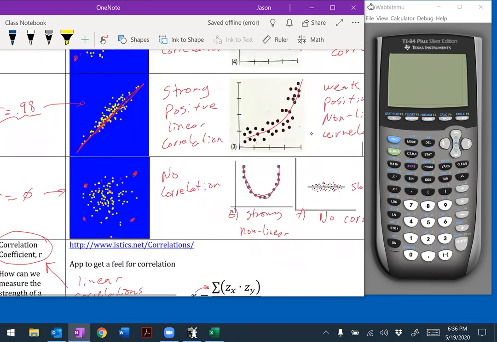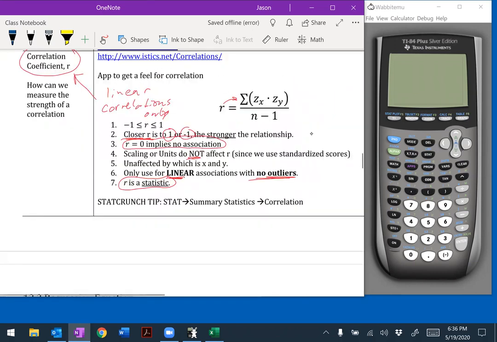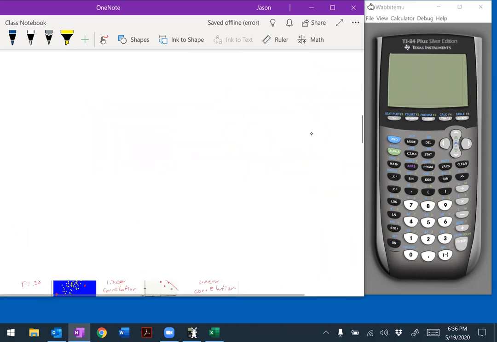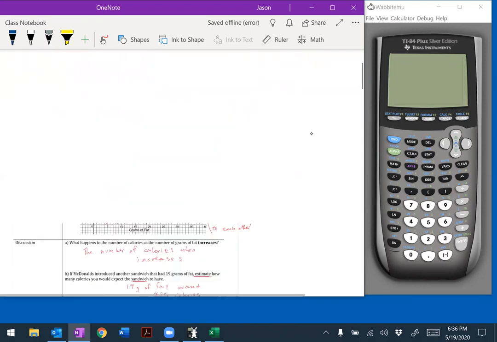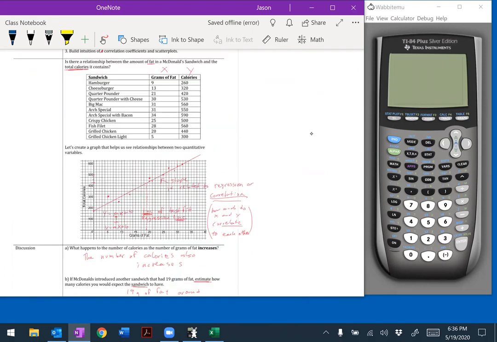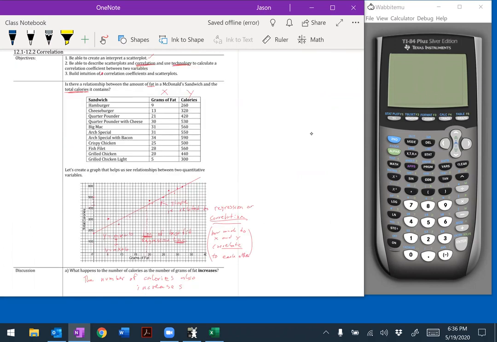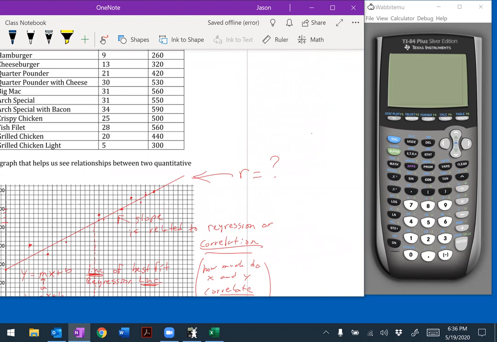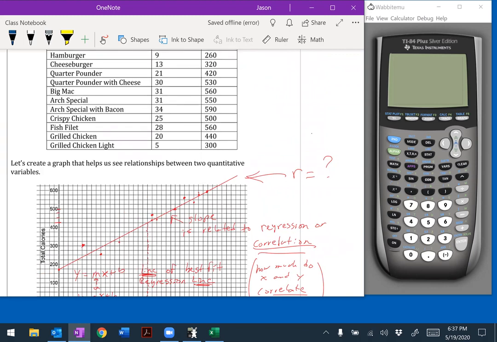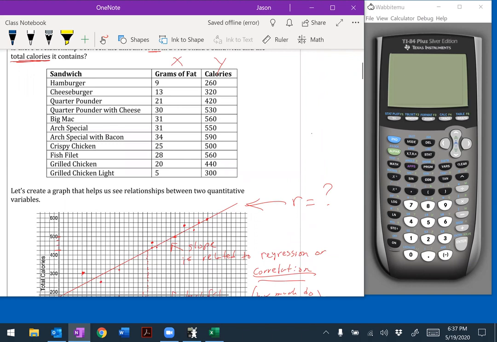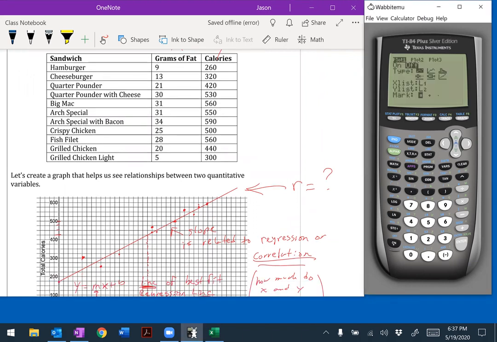Before we move on to 12.3, let's go back to our graph of the McDonald's people. I'm going to show you how to get the correlation coefficient. Let's get what R is. R is equal to what for this? For the McDonald's sandwiches data, let's figure out what R is using the calculator. Maybe we'll do it through StatCrunch as well.